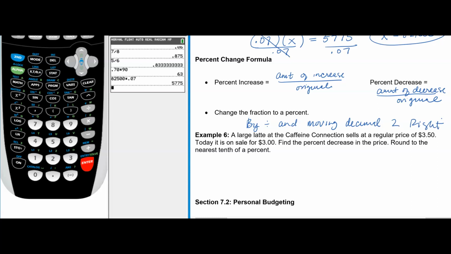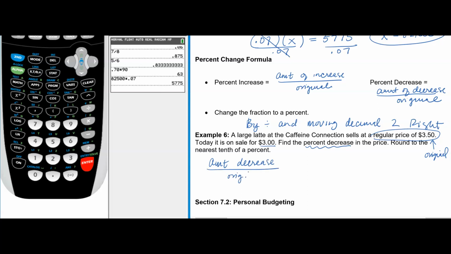Okay, so let's look at example 6. A large latte at the Caffeine Connection sells at a regular price of $3.50. So when it says regular price here, that's like our original price. And I'm labeling that just because in the formulas we have, we need to know what that original price is. Today it was on sale for $3. So it went down. Find the percent decrease. So I'm going to find the amount that it decreased, and divide that by the original price.